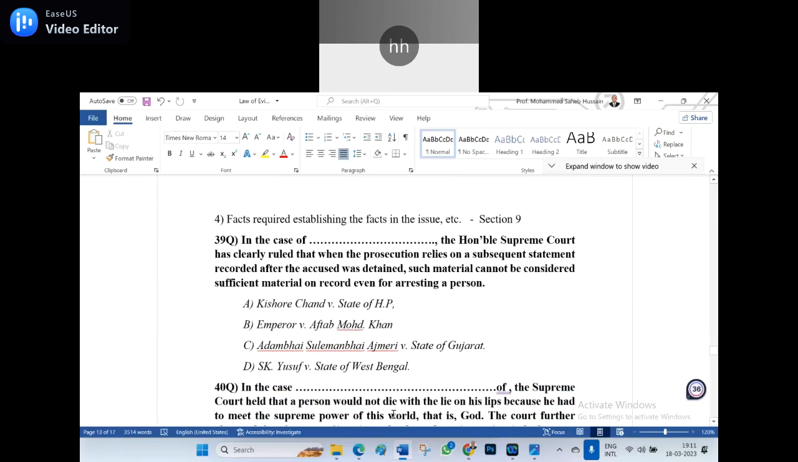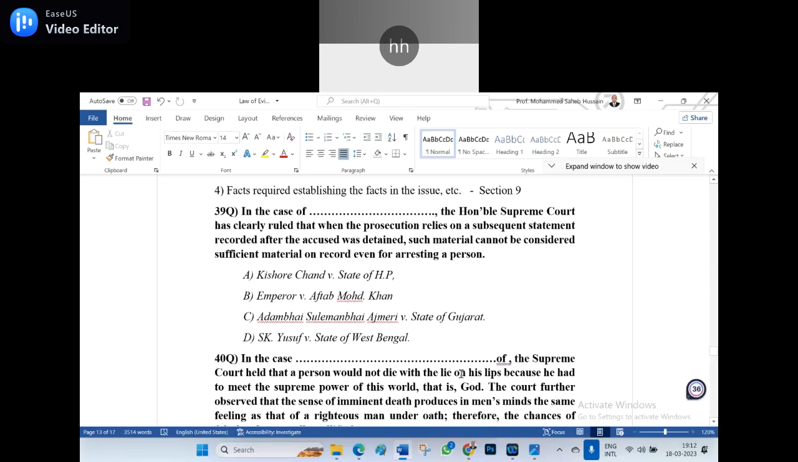Okay, 39th question. In the case of Dash, the Honorable Supreme Court has clearly ruled that when the prosecution relies on the subsequent statement recorded after the accused was detained, such a material cannot be considered sufficient material on record even for arresting a person. Which case law is decided? A. Kishore Chand versus State of HP. B. Emperor versus Aftab Muhammad Khan. C. Adam Bhai Suleiman Bhai Ajmeri versus State of Gujarat. D. S.K. Yusuf versus State of West Bengal.